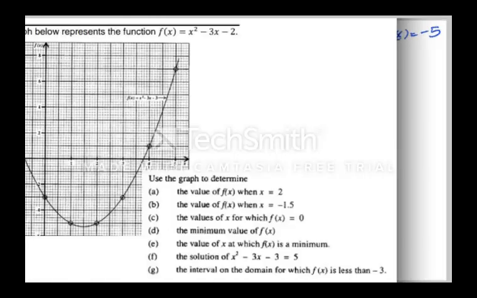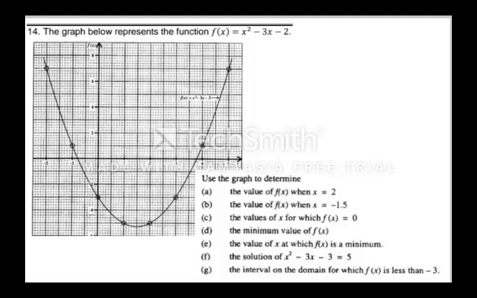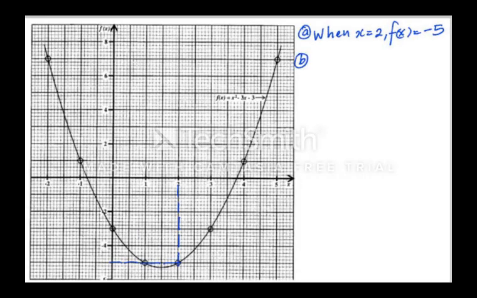You must never draw lines to plot a point, but you should draw lines to answer questions. Question number 2 says the value of f of x when x is minus 1.5. In other words, this is asking what is the value of y at the point on the graph where x is minus 1.5. This is minus 1 and this is minus 2. So here is the point. This is minus 1.5. Draw up until it reaches the graph. When it reaches the graph, you stop, and then you draw a horizontal line.